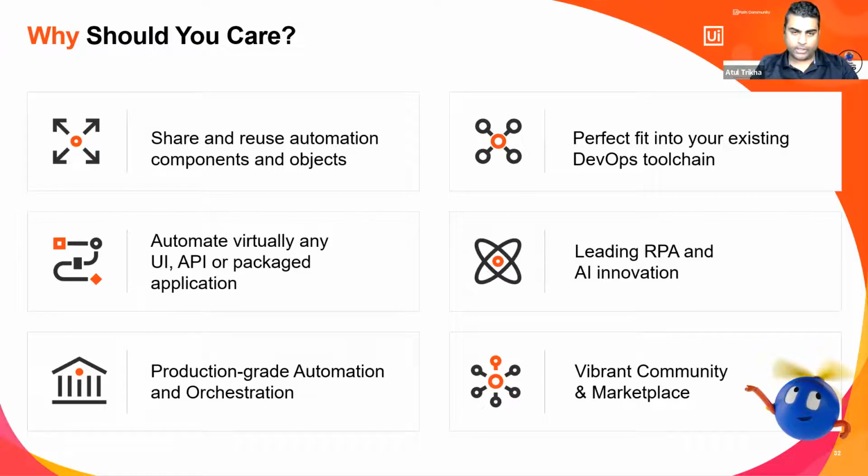And that is where, with the Test Suite, if you read some of the reports, Chipotle has achieved 70% reuse between testing and RPA. That is the most important point with the UiPath Test Suite. It allows you to share and reuse automation components and objects, right? That is why we should care.